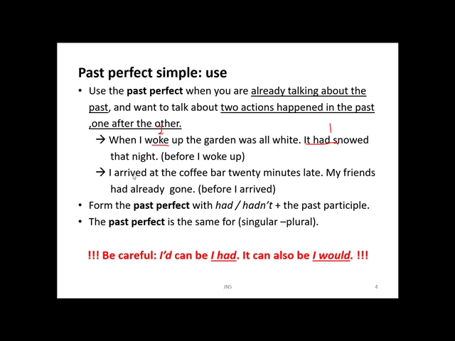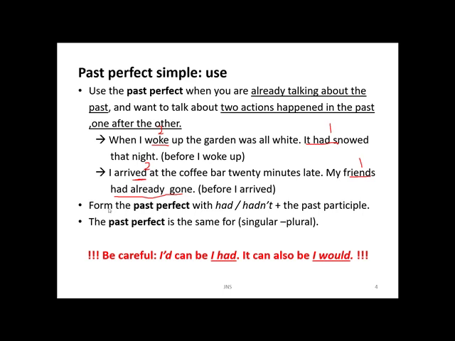Let's get to the second example. I arrived at the coffee bar 20 minutes late. My friends had already gone. That means my friends arrived first and left first, which means this action is the first one. This is why we used had with already, gone. And then 20 minutes late, I arrived, which means this is the second action. This is why it's written in the past simple. How do I know this is the past simple? The verb ends in ed.